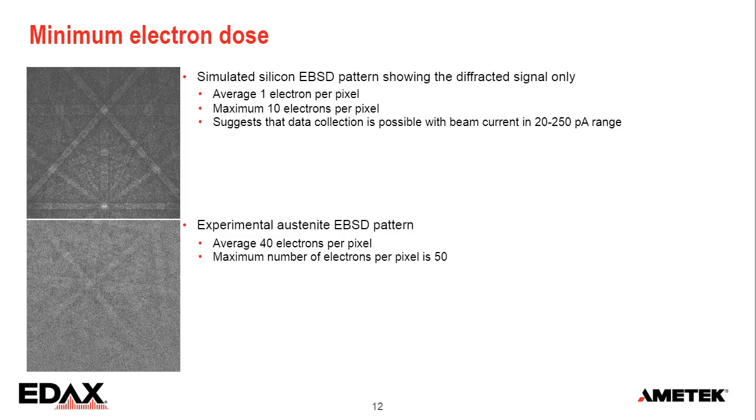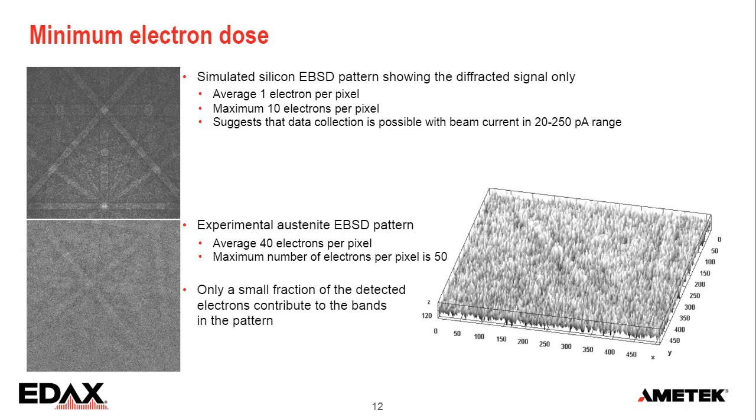But if we look at an experimental pattern, here we have 40 electrons, and the maximum number of electrons anywhere in this pattern is 50. So it's the same difference from 1 to 10, so it's a 10 electron difference, but 40 of those are just background noise. These patterns, or this experimental pattern and also this simulation, suggest that we can get diffraction patterns in a few tens to a few hundreds of picoamps, depending on the material.